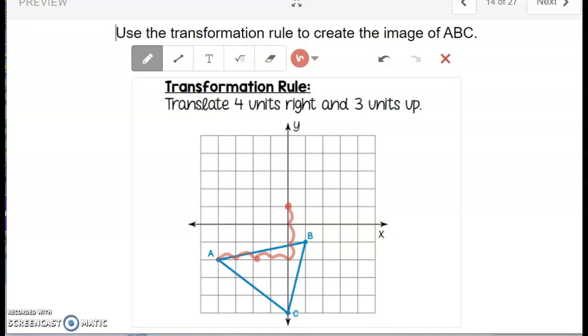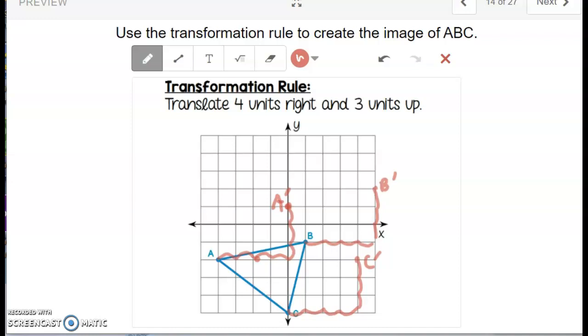Then we can move B separately: 1, 2, 3, 4, and then 3 up. So this is what used to be B, and we call that B prime. The new points we call A prime and B prime right there. Then again, we can do C separately: 1, 2, 3, 4, and then 3 up. That is, 4 to the right and 3 up. And that's going to be my new C prime.